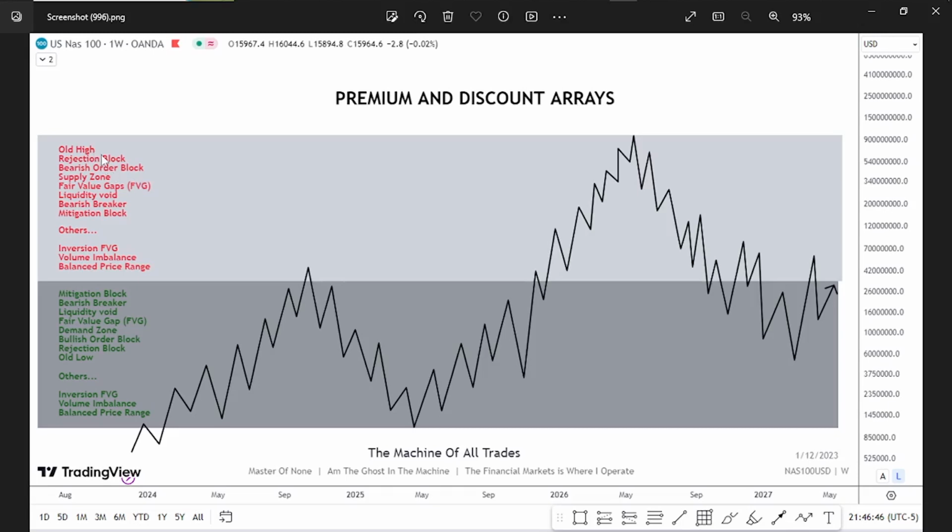We have old highs, rejection block, bearish order blocks, supply zone, fair value gaps, liquidity void, bearish breaker, the mitigation block, and others like inversion, fair value gaps, volume imbalances, balance price range. What did I put in the others section? I put them in the other section because I want us to focus more on these ones first.